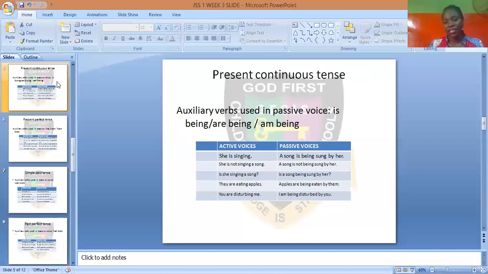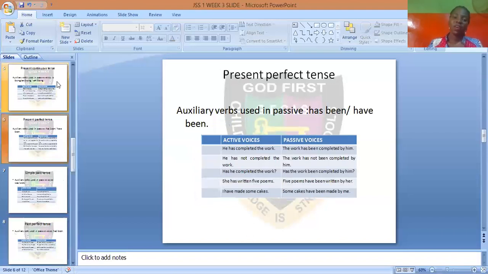Moving on to the next, we talked about the present continuous tense. The auxiliary verbs used in the passive voice here are is being and are being. For example, she is singing a song. A song is being sung by her. She is not singing a song. The song is not being sung by her.